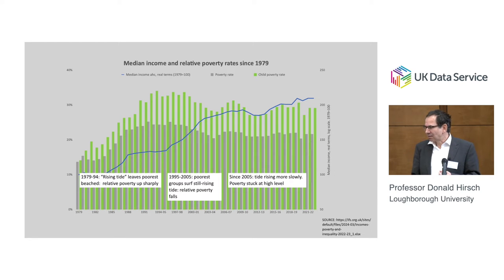Unfortunately, since then, there's been two not so good trends. I mean, it's fairly flat, but very importantly, income growth has stalled and just stopped, really. And there's been ups and downs, but the relative poverty rate has remained still pretty high, certainly by comparison with the beginning of that period. It's rising more slowly and poverty is stuck.